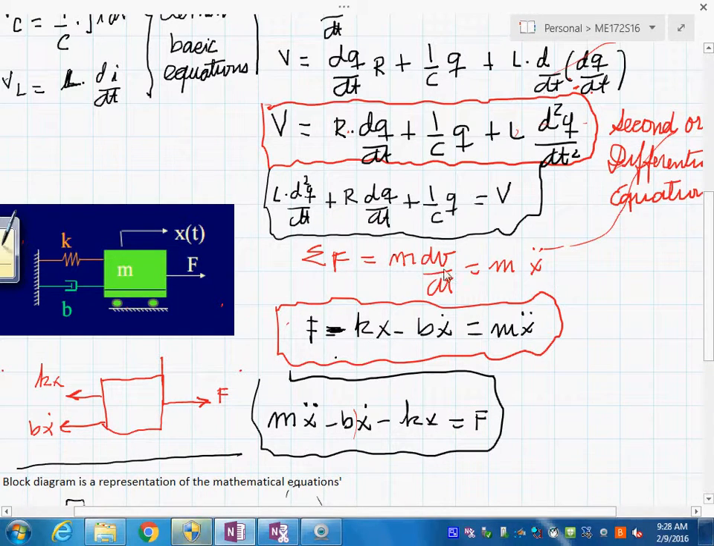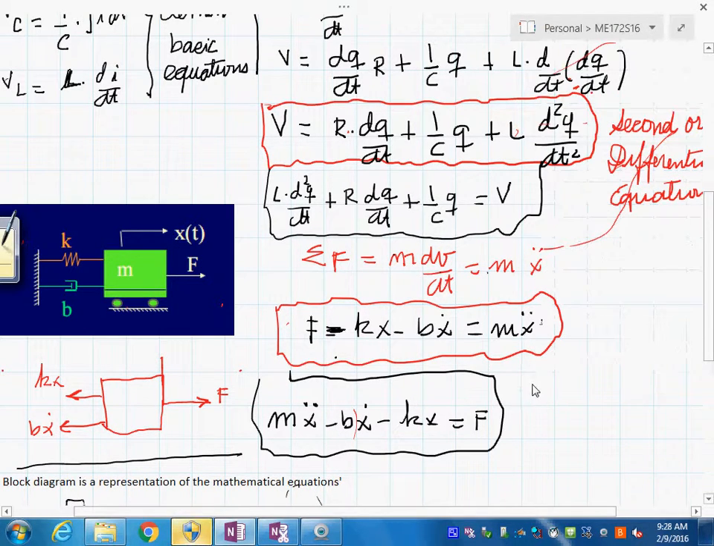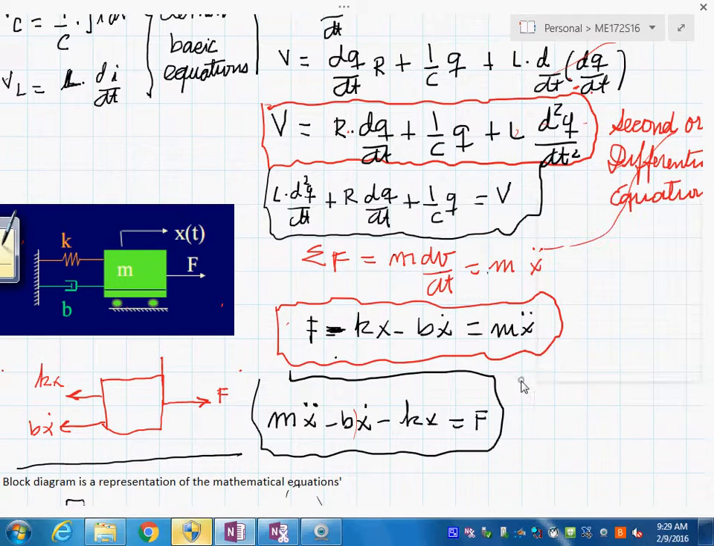Okay, see this term right there? If we rewrite the differential equation in terms of this, then it makes it easier to generate the block diagram. You could write the block diagram in many ways, but in my experience, it's harder to do it that way. So if you take this in terms of this, then everything falls into place.